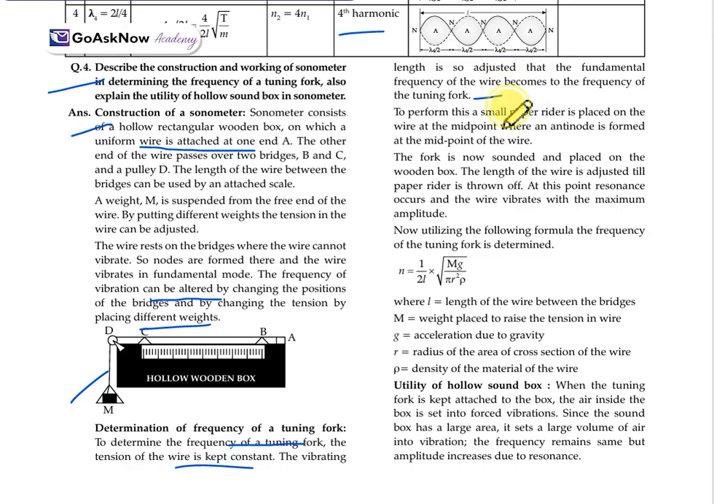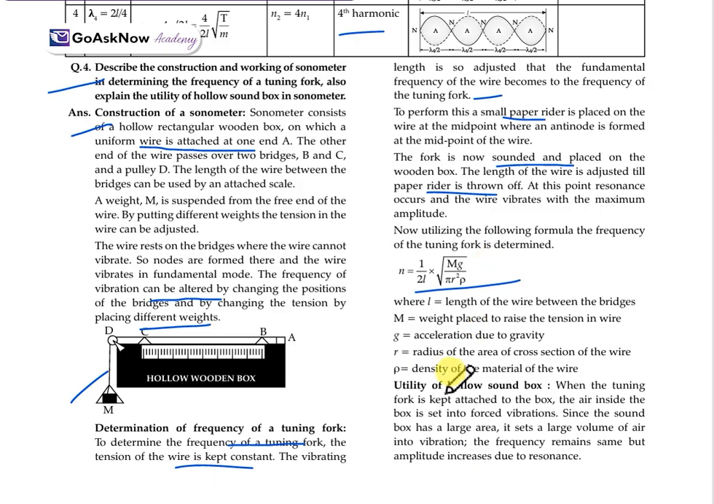To perform this, a small paper rider is placed on the wire here, at the midpoint, where the antinode is formed. The fork is now sounded and placed on the wooden box. The length of the wire is adjusted till the paper rider is thrown off. At this point resonance occurs and the wire vibrates with maximum amplitude. Now utilizing the formula we already have, n equals 1 upon 2L square root of mg upon pi r square rho.